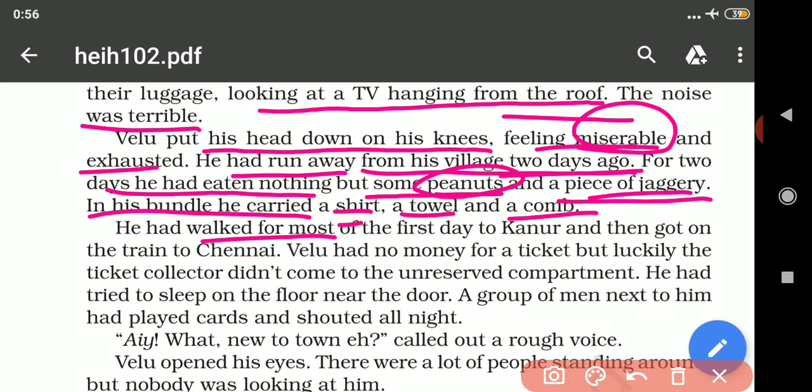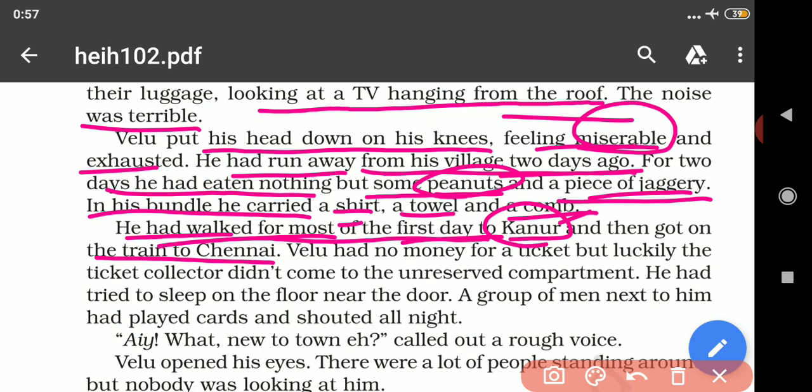He had walked for most of the first day to Kannur and then got on the train to Chennai. Kannur means is a place in Kerala. So he walked for the most of the first day. पहला दिन वो क्या किया देखो, 2 दिन तो हो गए हैं, तो पहला दिन जो घर से भागा उसने क्या किया? He had walked. Okay, past perfect tense. He had walked, he had gone, he had walked. उसने पैदल चला था. Most of the first day, पहला दिन का सबसे ज़्यादातर हिस्सा, और most of the time he had to walk to the railway station, कन्नूर रेलवे स्टेशन.